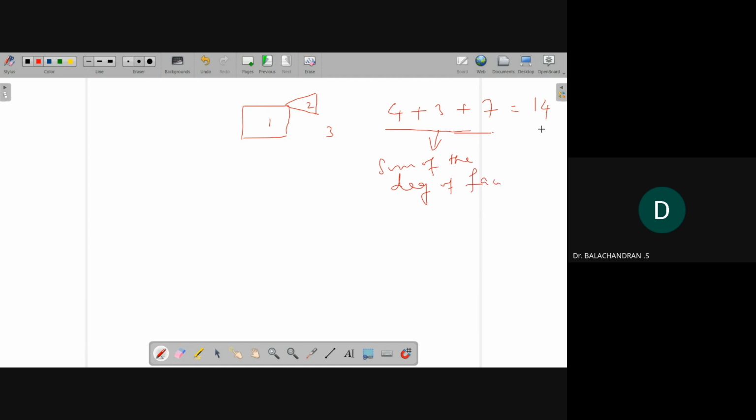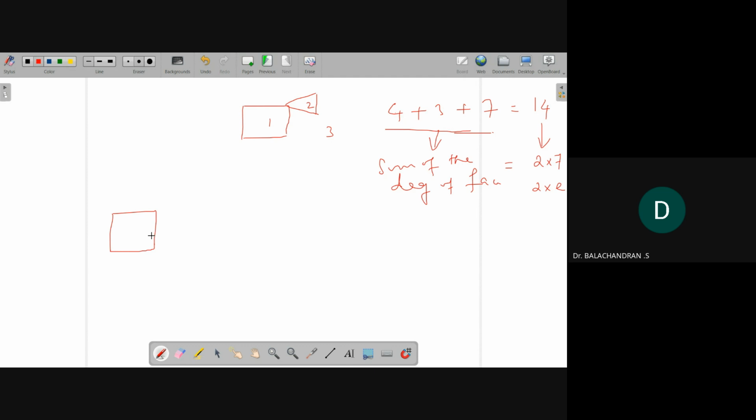So this is equal to 14. The total number of edges here is what? 1, 2, 3, 4, 5, 6, 7. So you can write 2 into 7, 2 times the number of edges. So the sum of the degrees of the faces is equal to 2 times the number of edges. Okay, so this is the idea. Now, look at another example.